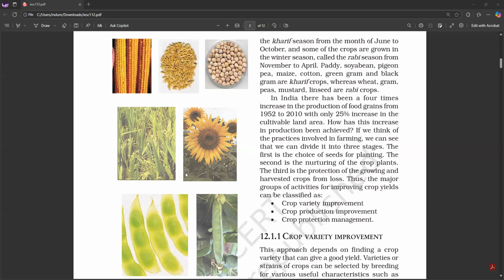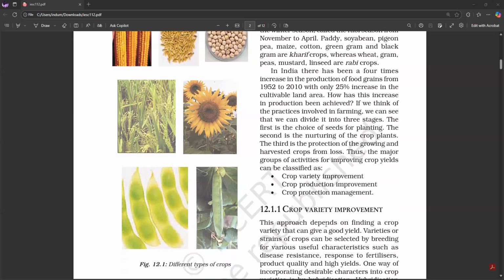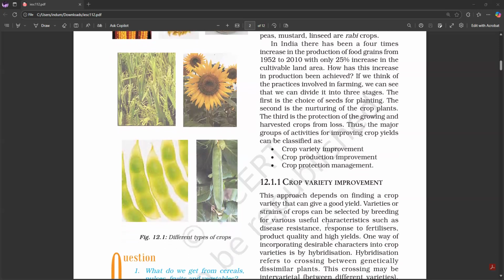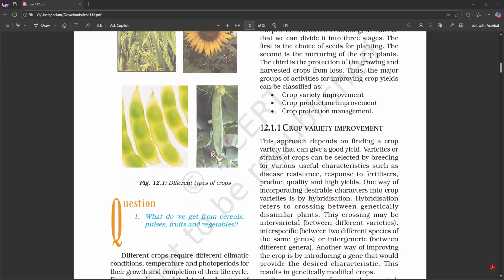In India, there has been a 4 times increase in the production of food grains from 1952 to 2010, with only 25% increase in the cultivable land area. How has this increase in production been achieved? If we think of the practices involved in farming, we can see that we can divide it into 3 stages. The first is the choice of seeds for planting. The second is the nurturing of the crop plants. The third is the protection of the growing and harvested crops from loss.